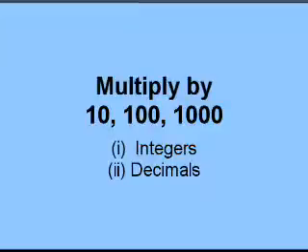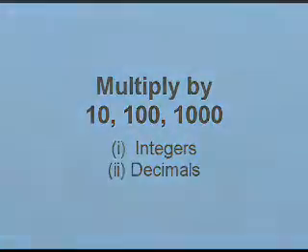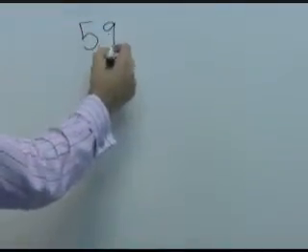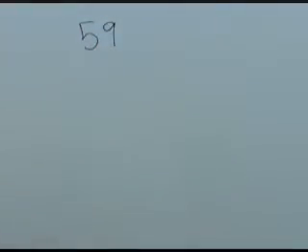Right, I'm going to remind you how to multiply by 10, 100 and 1,000. I'm going to start with the number 59. Now, we're going to do this in two stages. 59 is a whole number without any decimal places.